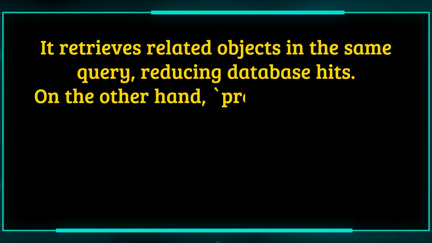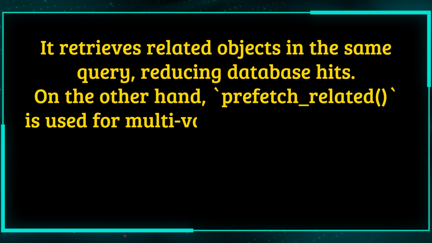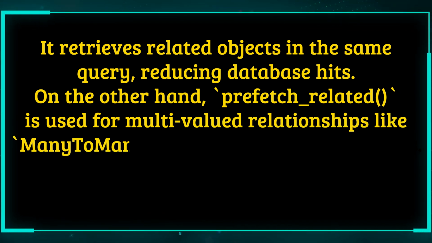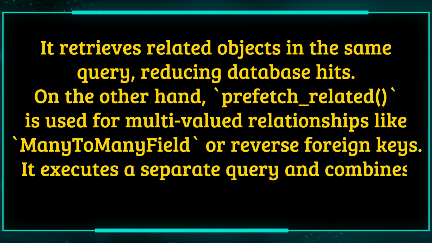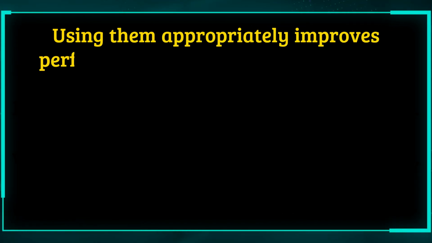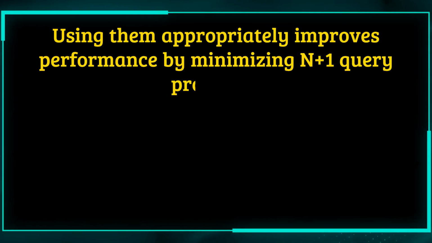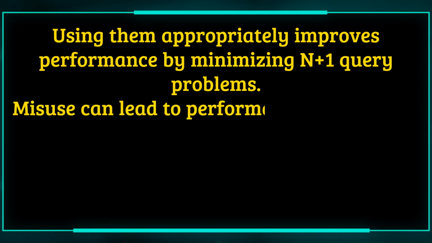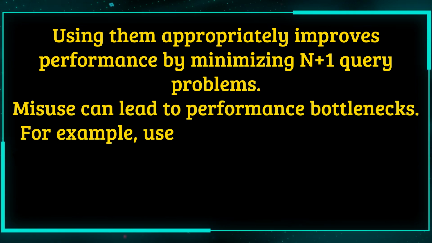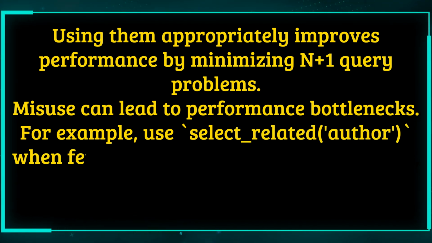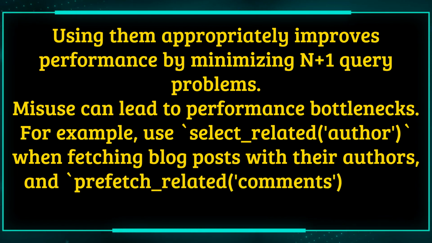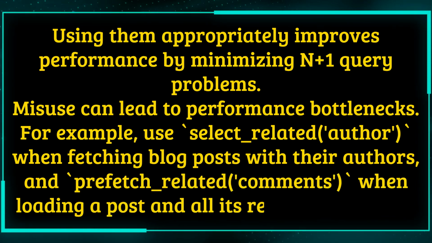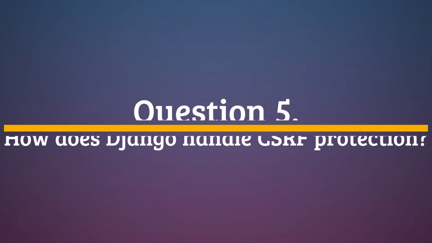On the other hand, prefetch_related is used for multi-valued relationships like ManyToManyField or reverse foreign keys. It executes a separate query and combines results in Python. Using them appropriately improves performance by minimizing N+1 query problems. Misuse can lead to performance bottlenecks. For example, use select_related('author') when fetching blog posts with their authors, and prefetch_related('comments') when loading a post and all its related comments.